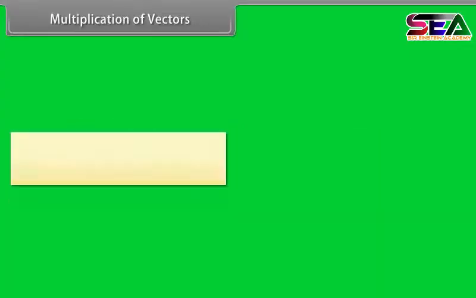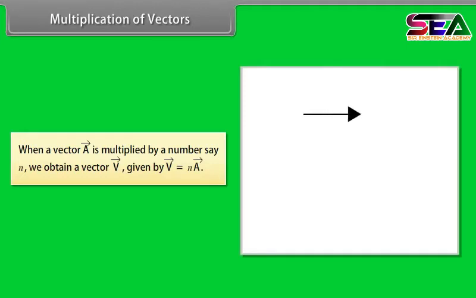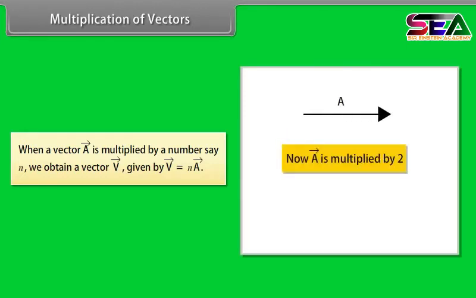Multiplication of vectors. When a vector A is multiplied by a number say n, we obtain a vector V given by V vector is equal to n into A vector. Let's take an example. If a vector A is multiplied by 2, the resultant vector 2A vector is in the same direction as A vector and has a magnitude twice of A vector.